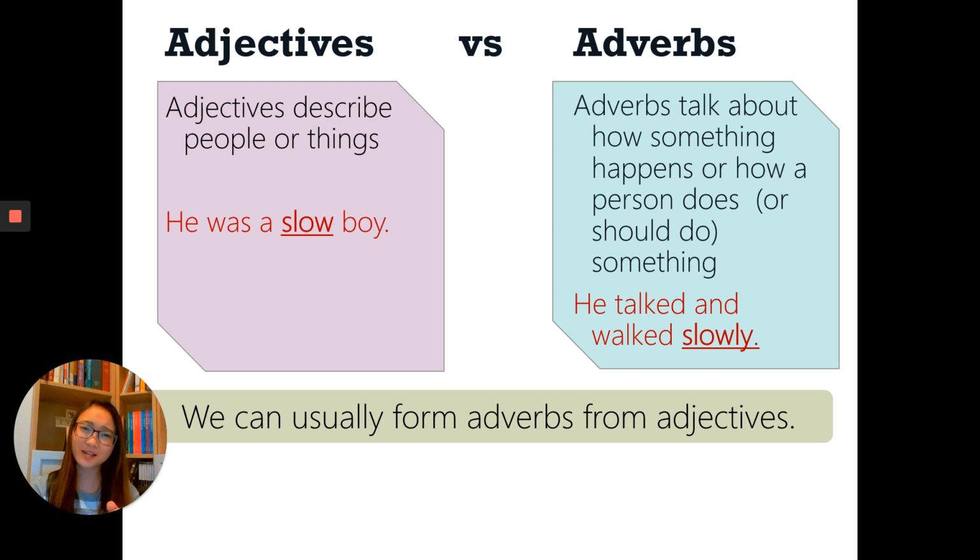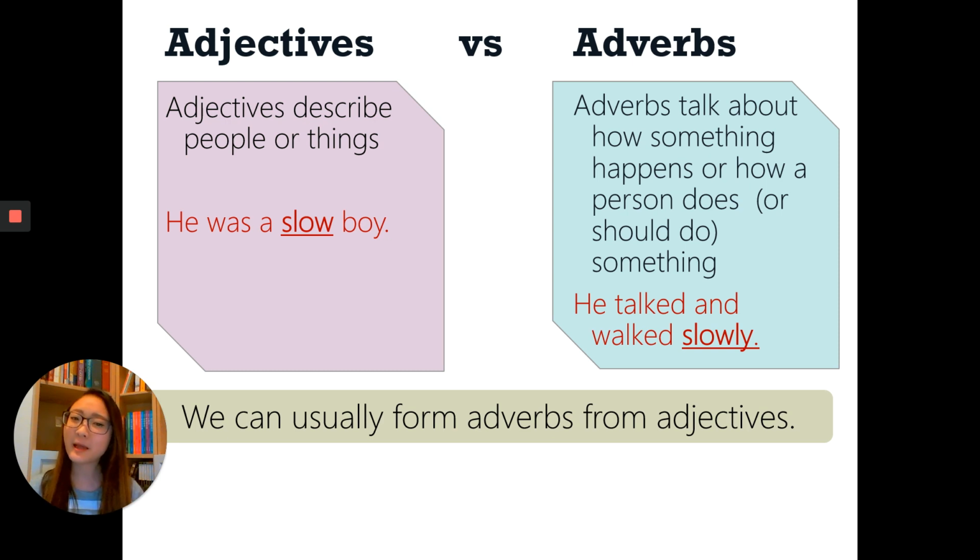But look at the other side. Adverbs now, the new one that we're learning about. Adverbs talk about how something happens or how a person does or should do something. For example, he talked and walked slowly. Notice an adjective would be slow, and for adverbs we say it is slowly. It's how he does something. How does he talk? How does he walk? He talked and walked slowly.